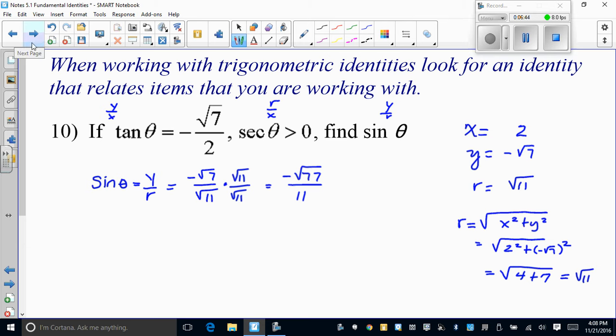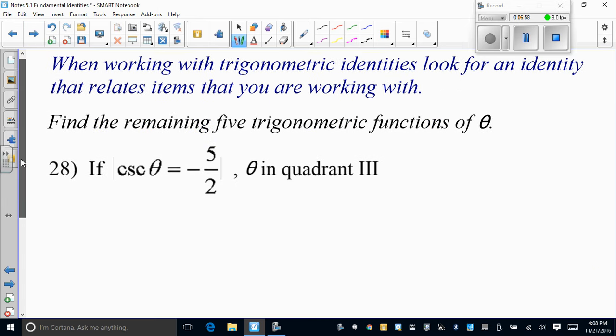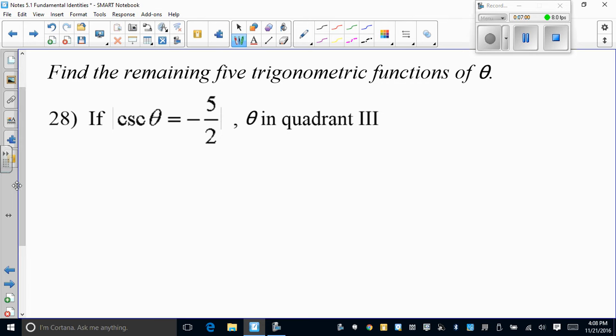Now, to remind you of the shortcut, we bring the radical, the whole thing, up, and then take the radical off and leave the number on the bottom. Okay, so next one, same work that we have to do. We have to identify x, y, and r. But this time they ask you to identify the 5 remaining trig functions. So I'm going to put these over here.